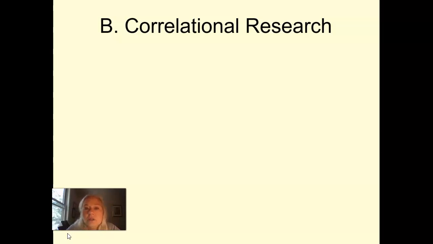In part 1, we looked at descriptive research methods. In part 2 here, we're going to look at correlational research. And in part 3, we'll be looking at the details of experimental research.